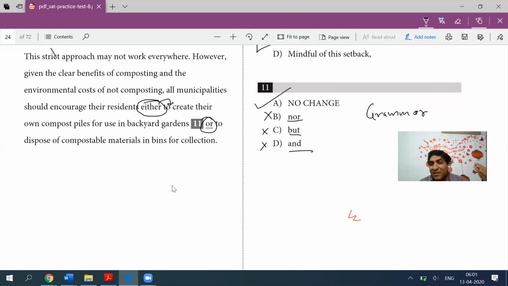Sometimes all the options would be factually correct, but you have to look for the context, which particular fact is most important in that context.